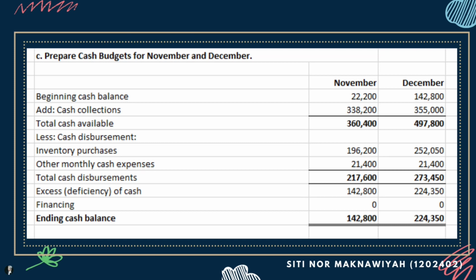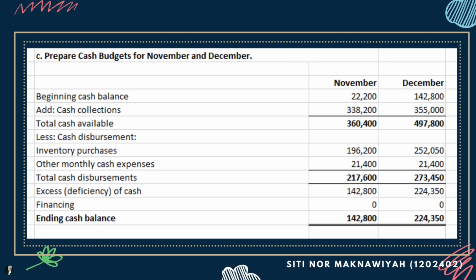If we add beginning cash balance and cash collection, we get the total cash available for November. The next step is to less cash disbursement. Cash disbursement for November is inventory purchases and other monthly cash expenses. We can get both amounts from the question. If we add inventory purchases and other monthly cash expenses, we get the total cash disbursement for November, which is 217,600 ringgit.